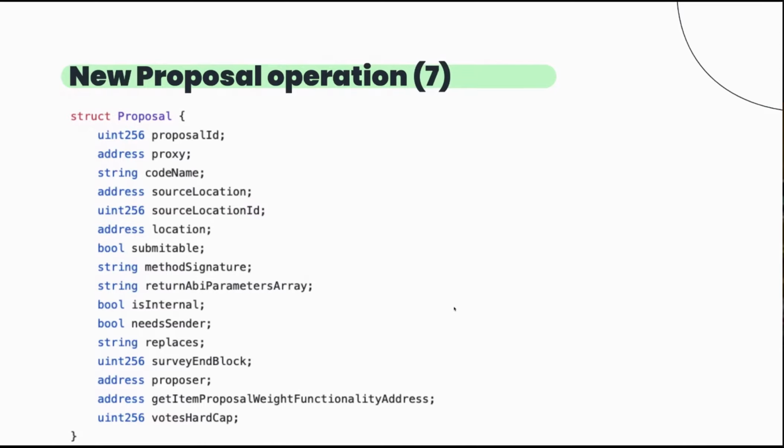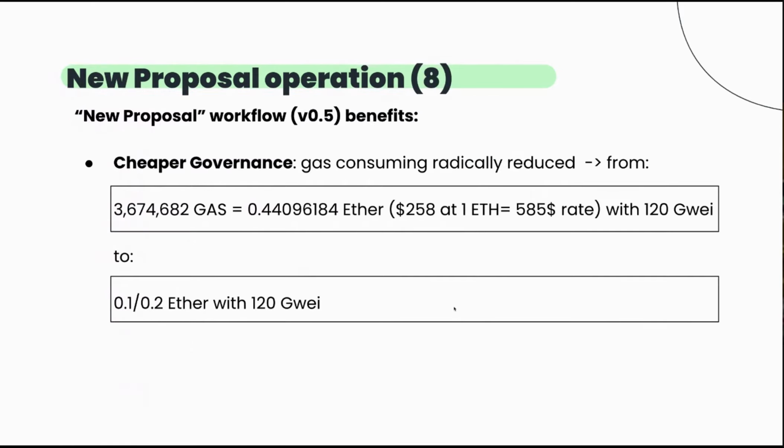So we can see the proposal struct in this slide. The proposal struct is contained in the proposal.sol contract, which is a new contract, and this struct contains all the main fields to create a new proposal. For example, we have the proposal ID, the proxy, the code name, the source location, etc. And then we also have a field, the get item proposal weight, that we will see down below.